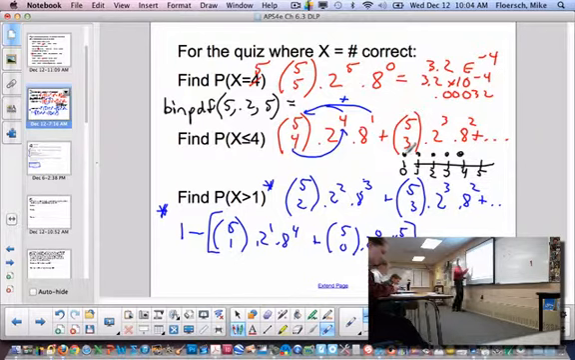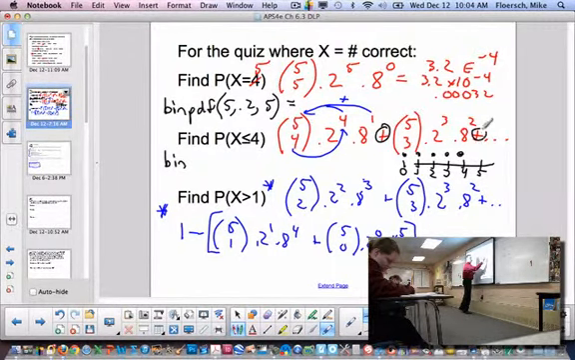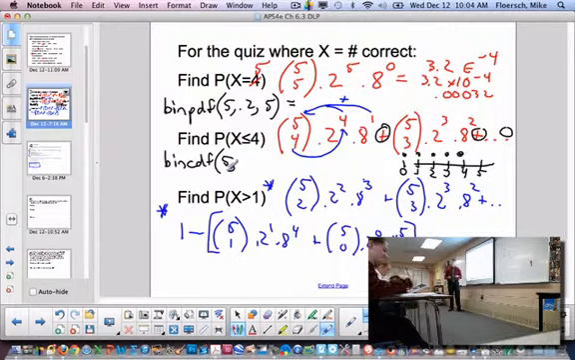So what do I do on my calculator? Binomial PDF or CDF? Why is it C? Because it's cumulative. I'm doing plus, plus, plus, plus. It's cumulative, so CDF. How many questions? 5. Probability of success on a quiz? 0.2, because there was 1 out of 5 quiz questions. And how many are we talking? 4. Type it into your calculator.